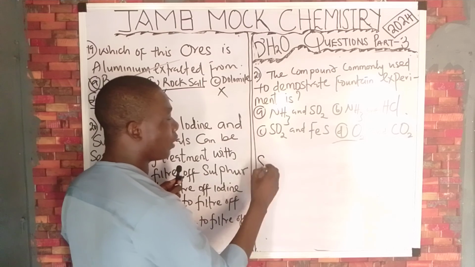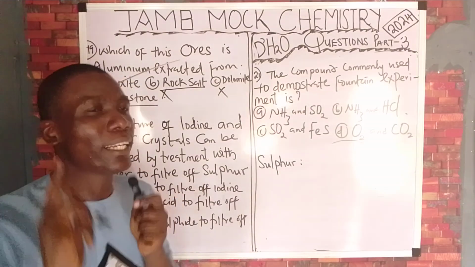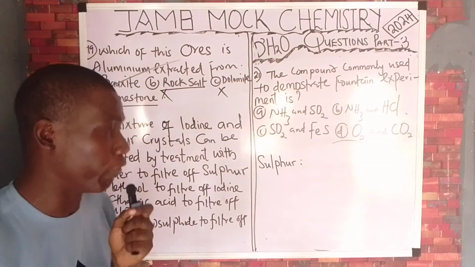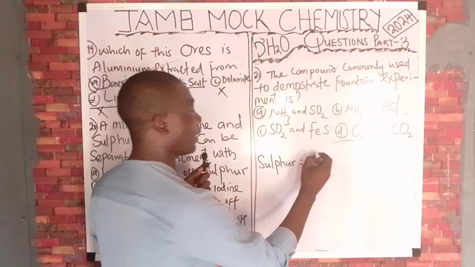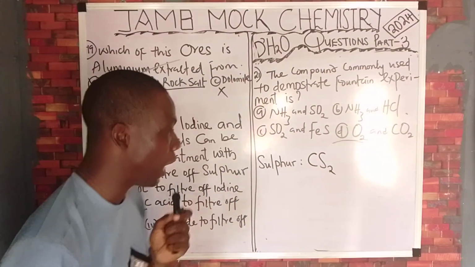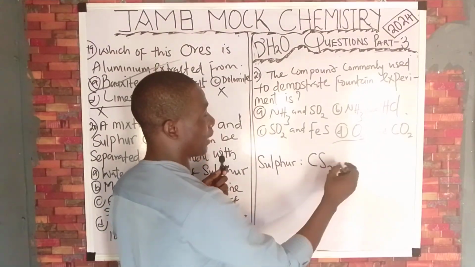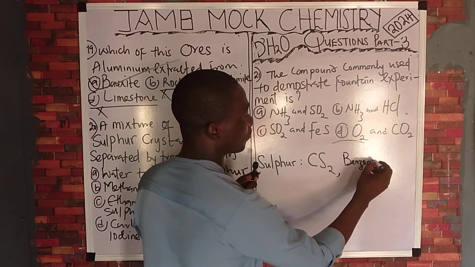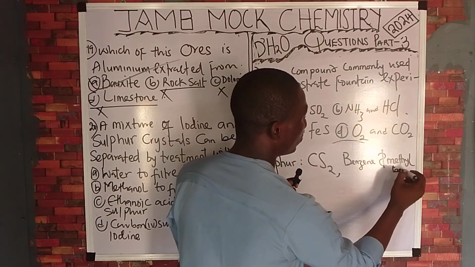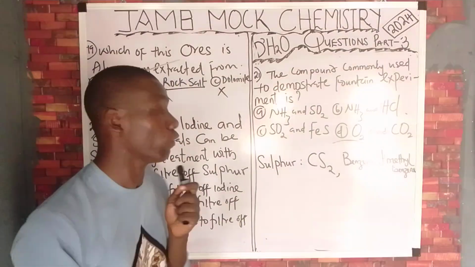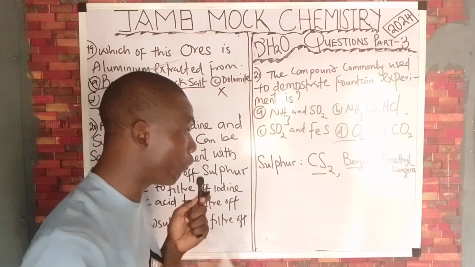Please note this down. What is the solvent for sulfur? Number one, the only inorganic substance that can dissolve sulfur is carbon disulfide. That's the only inorganic solvent for sulfur. But we have other solvents that can dissolve sulfur, and they are organic, like benzene and methylbenzene, also called toluene. So carbon disulfide, benzene, and methylbenzene are the solvents for sulfur.